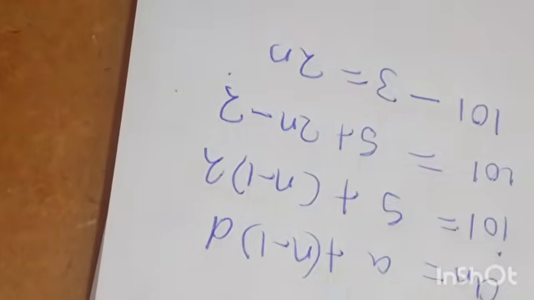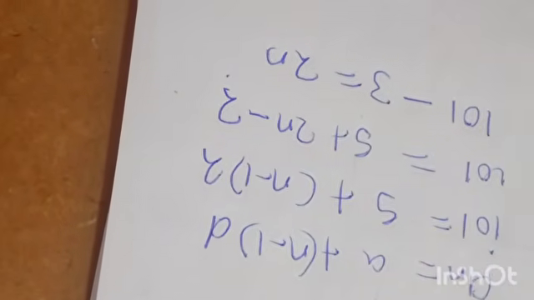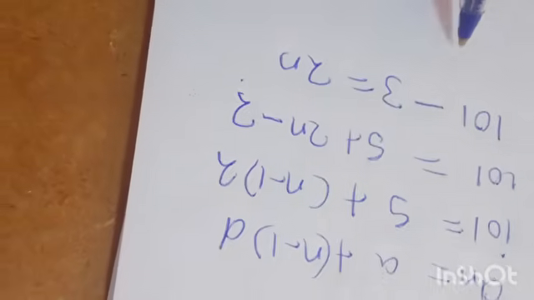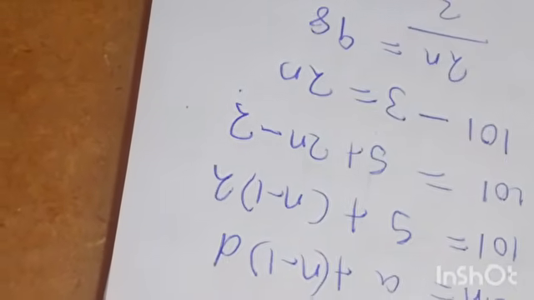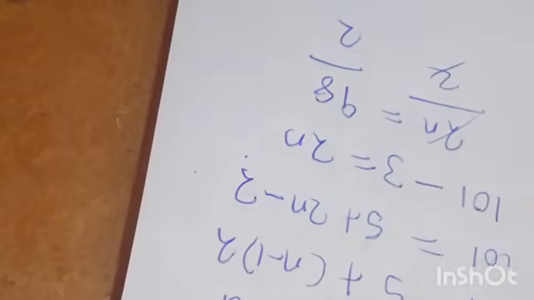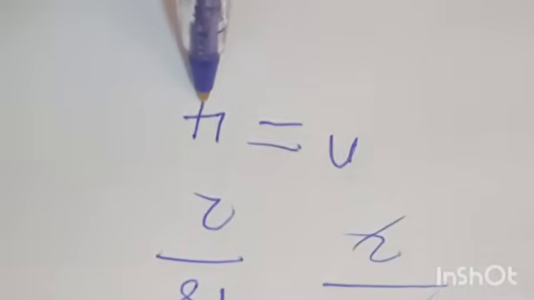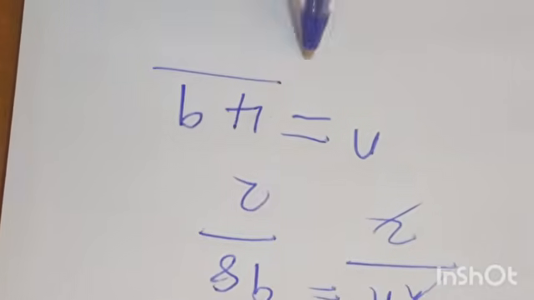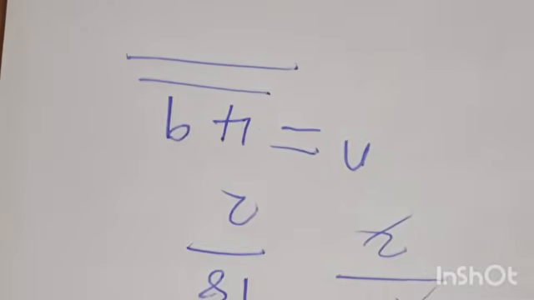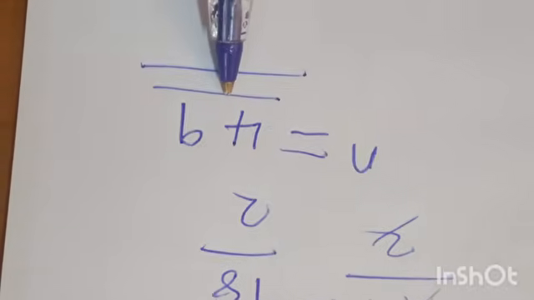So 101 minus 3 gives us what? Should be 98. So we have 2n is equal to 98. So divide by 2, divide by 2. So our n will be 49, if I'm not mistaken. Yeah, 49. And then you will find that our n is 49.